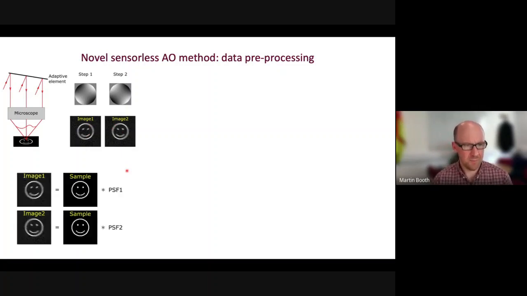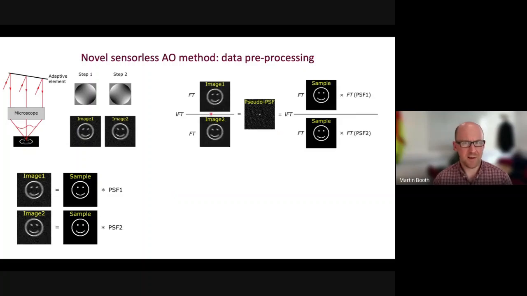But what we now do is we remember that these images are a convolution of the sample with a point spread function in both cases. And the point spread functions in these cases will be different because we've applied different aberrations. So what can we do with these two images? Well, if you take the Fourier transforms of these images, these convolutions, as I'm sure many of you know, convert into a product between the Fourier transforms.